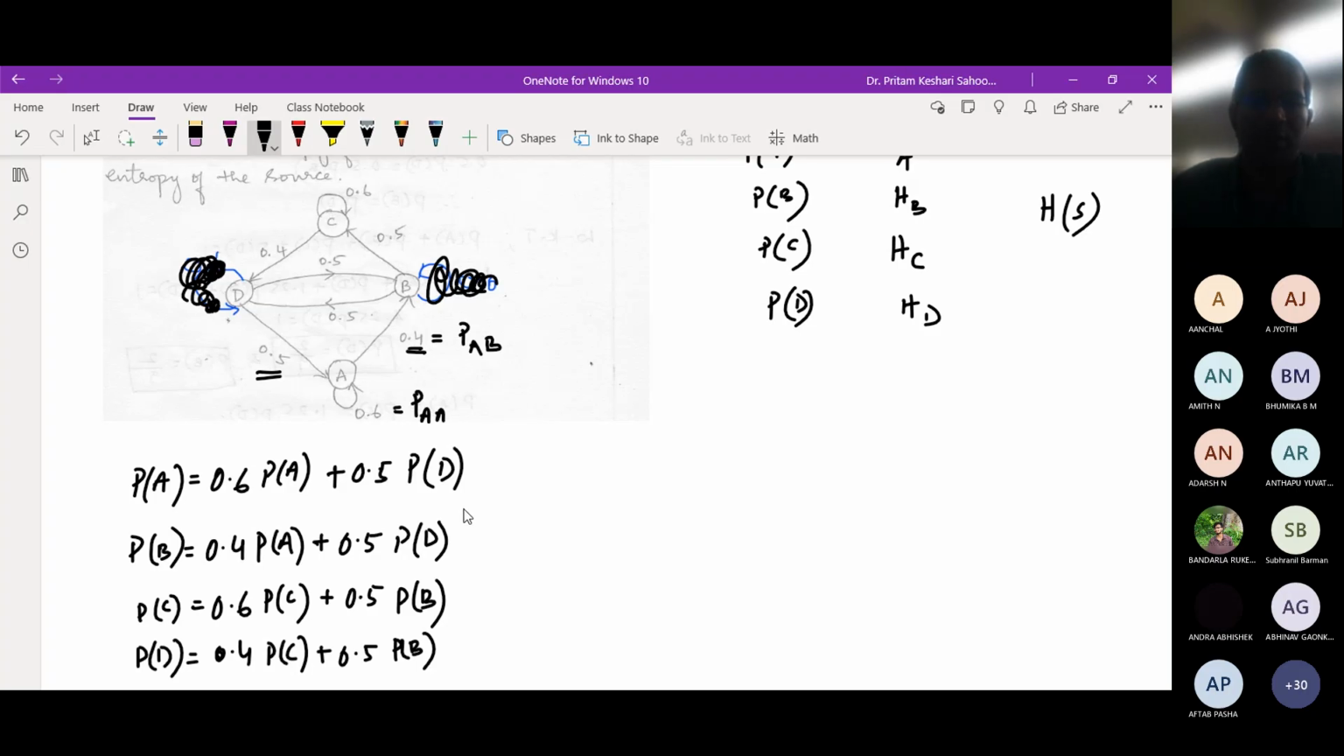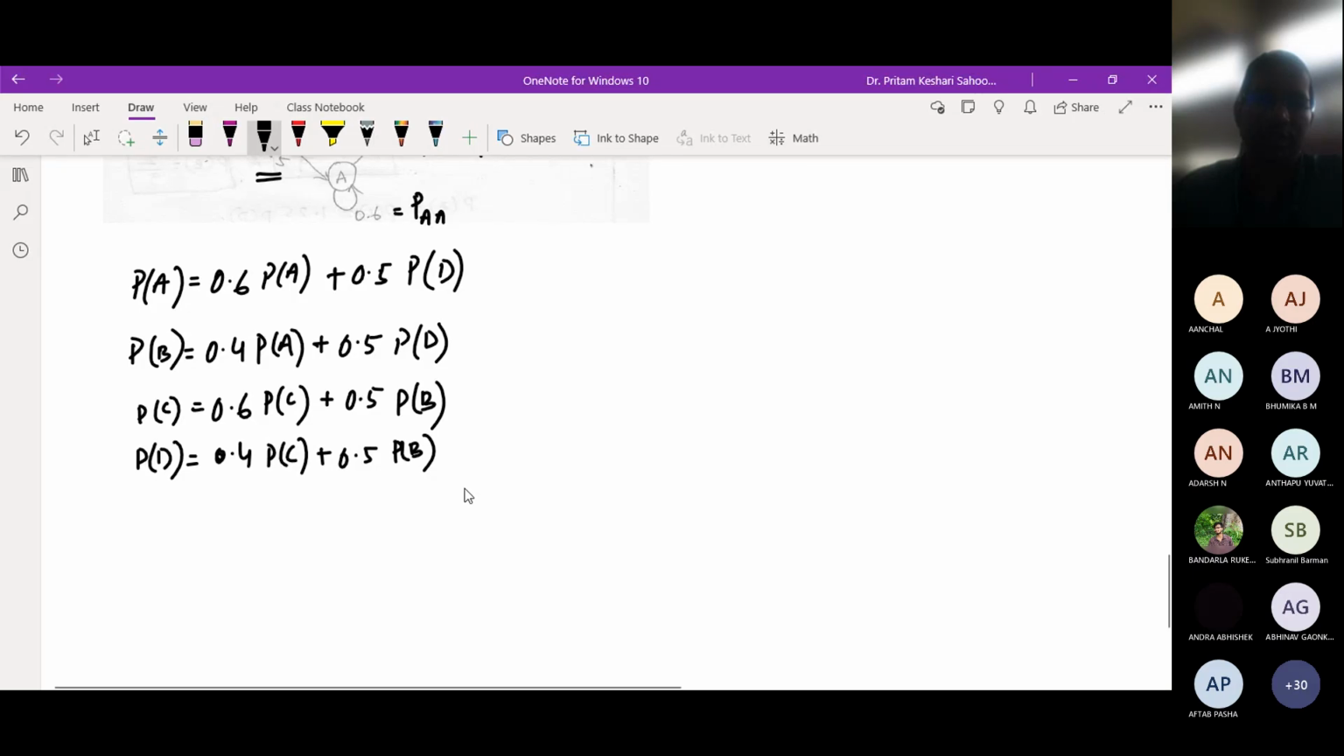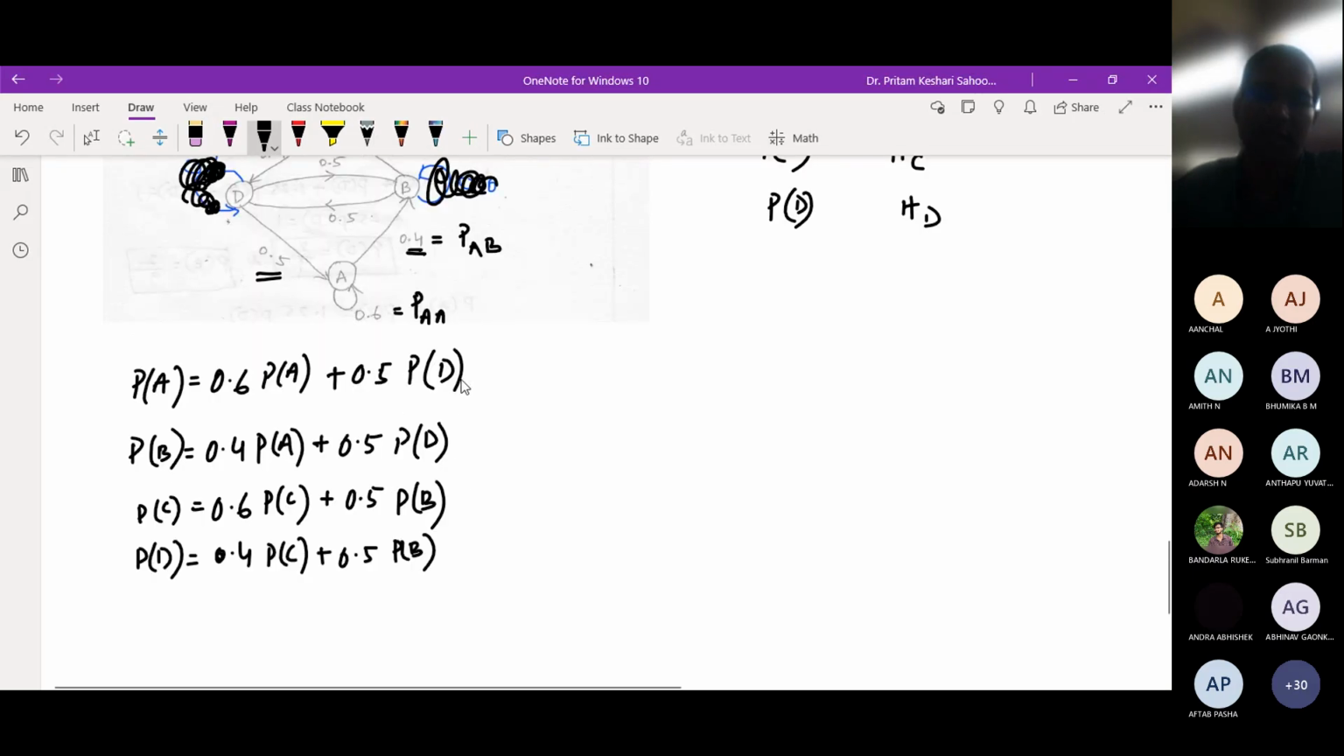Got the point? Okay, so in this way, we are able to write 4 different equations. If you see how many unknowns are here, this is one unknown, this is another, this is another, this is another. So I have 4 unknowns and I have 4 equations. By solving them, you can easily find out the values of PA, PB, PC, PD. Got the point?